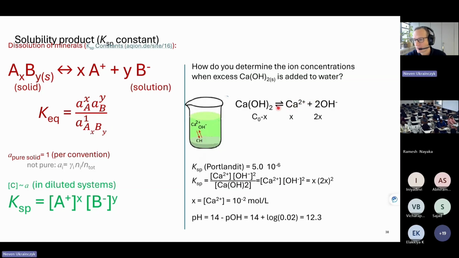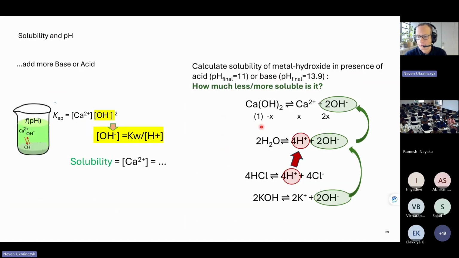But because here we have two ions, if you have now potassium hydroxide, you are increasing the amount of hydroxide, and then you will have to precipitate more, and then you will decrease the solubility. So this is the concept of common ion effect. And I can explain it more here with more equations.